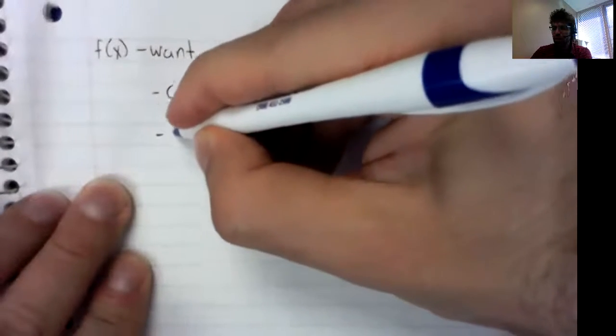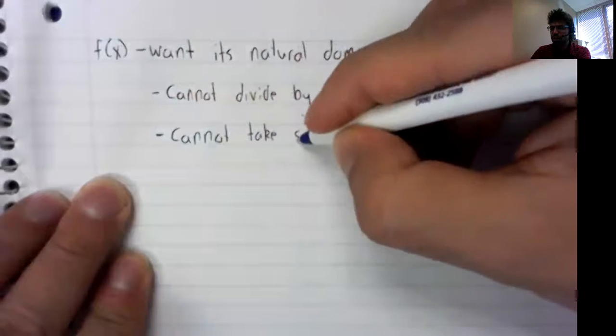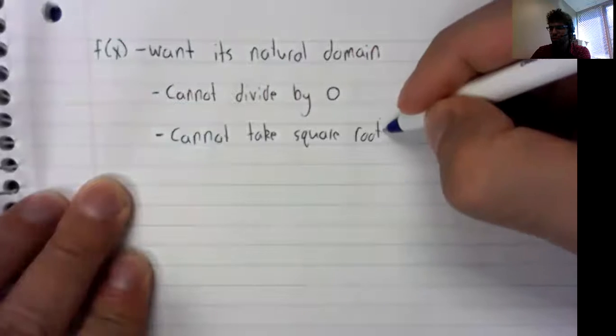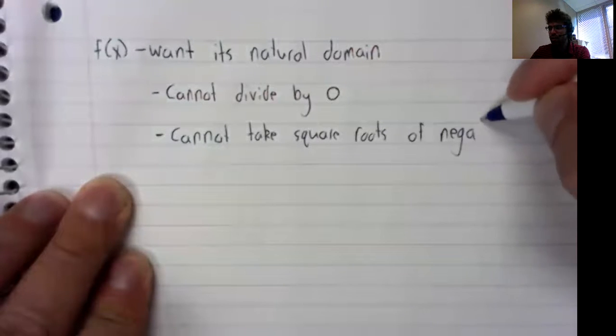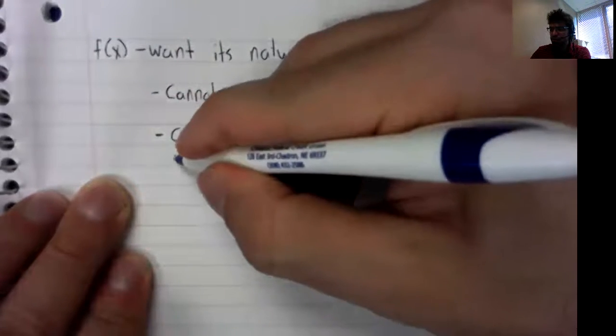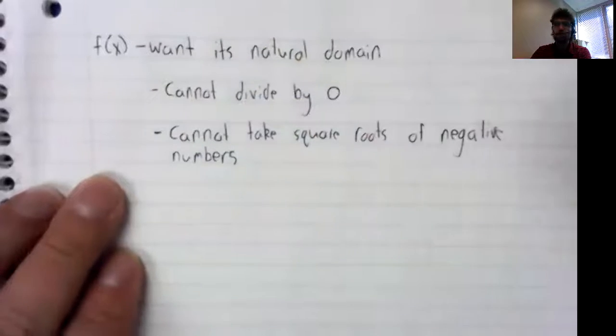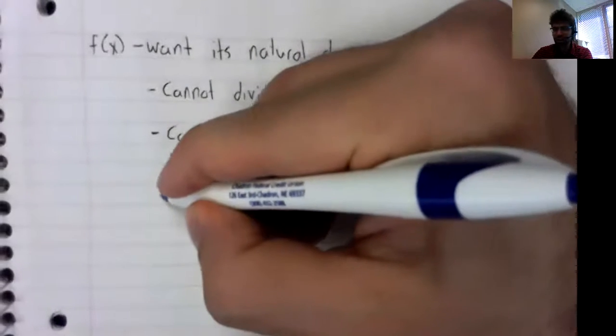And because our output has to be real here, we cannot take the square roots of negative numbers. So finding the natural domain is basically just following a checklist.